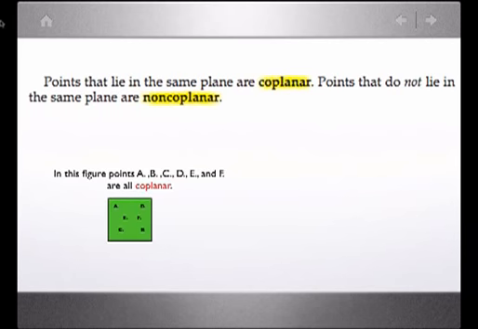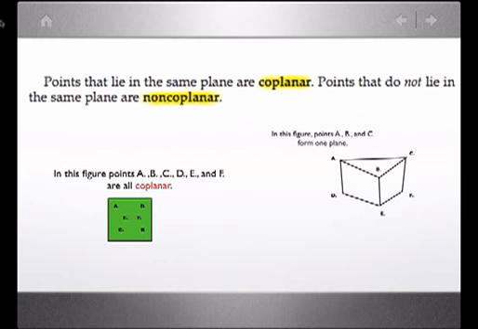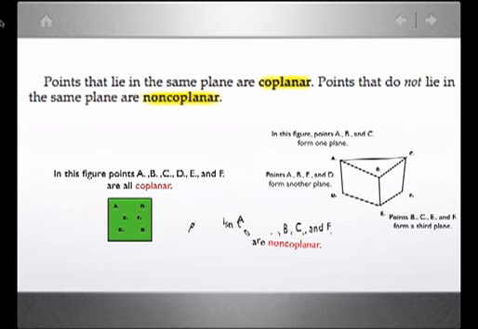Points that lie in the same plane are coplanar. Points that do not lie on the same plane are non-coplanar. In the figure on the left, points A, B, C, D, E, and F are all coplanar. In the figure on the right, we have 3 separate planes that we can see.